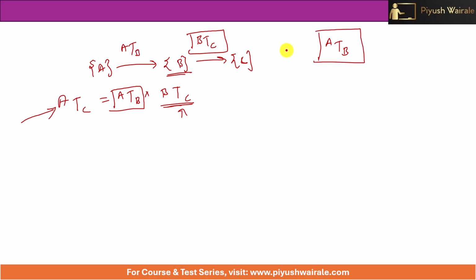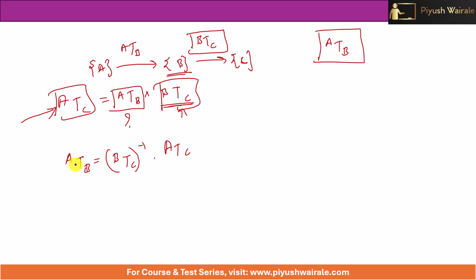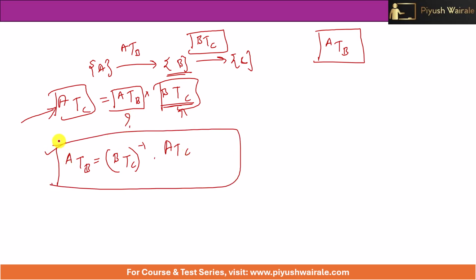So how are we going to get that? This is known, this is also known, and this is unknown. So A T B will be equal to A T C into B T C inverse. This will go on this side as an inverse. That's it. So you need to remember this thing also.